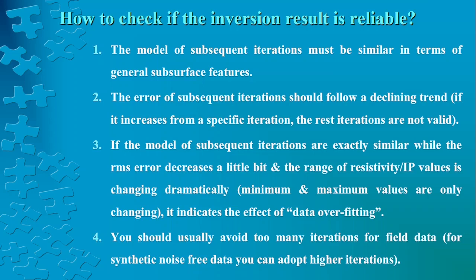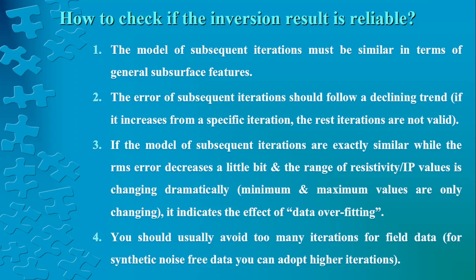The second one is that the error of subsequent iterations should follow a declining trend. If it increases again from a specific iteration and then decreases, it is not going to be good and reliable. If it increases from a specific iteration, the rest of the iterations are not valid, even if they provide much lower RMS errors. That's in terms of the mathematical reliability of the model.